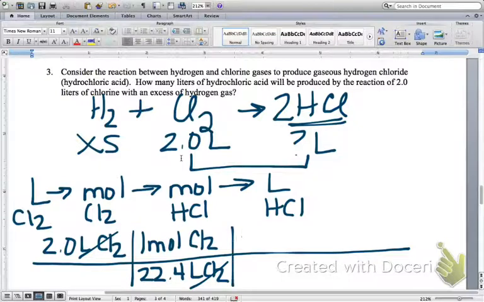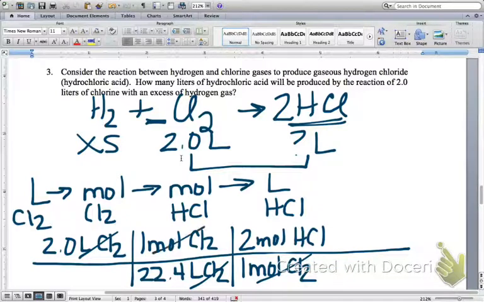Okay, and then we go from moles of one substance to moles of another substance. To do that, what do we use? Coefficients. We use our coefficients from the balanced chemical equation. So our coefficients this time would be 2 moles of HCl for how many moles of chlorine? What's the coefficient in front of the chlorine? For every 1 mole of chlorine.